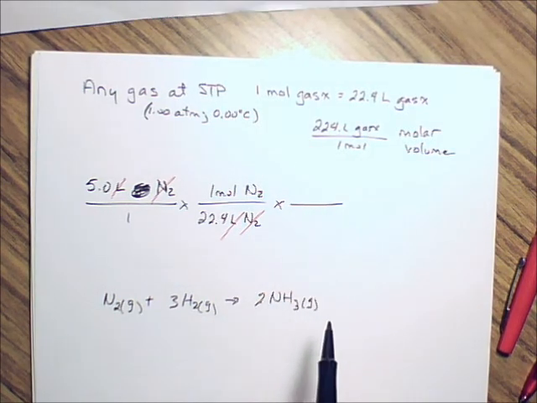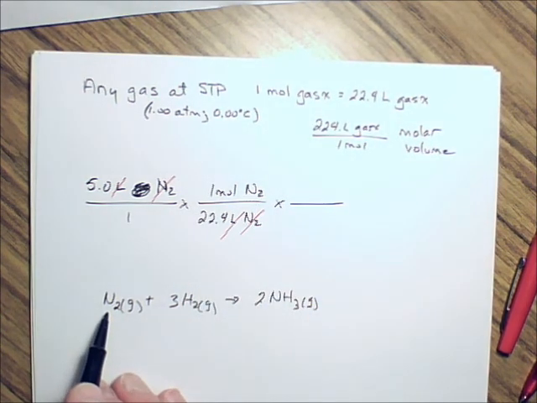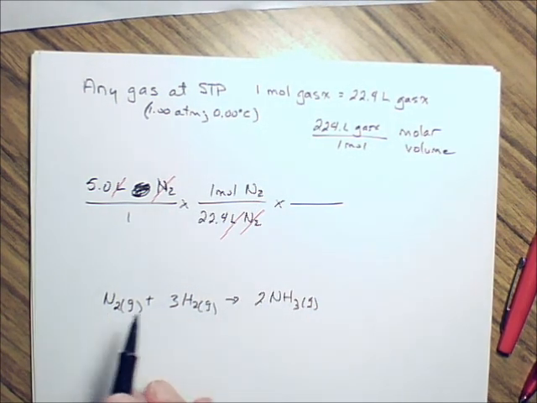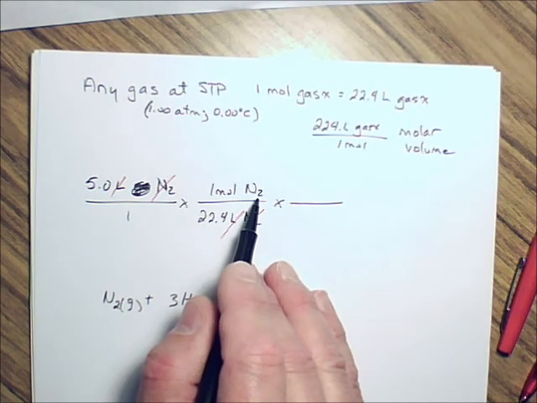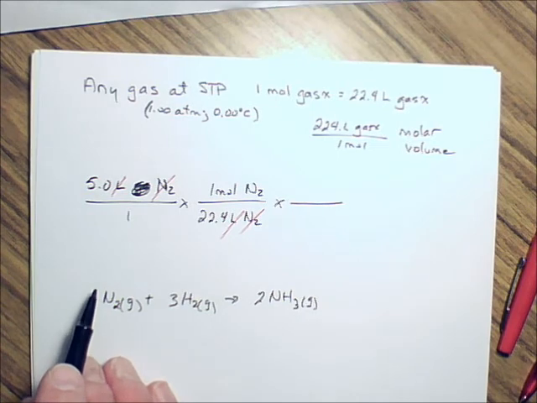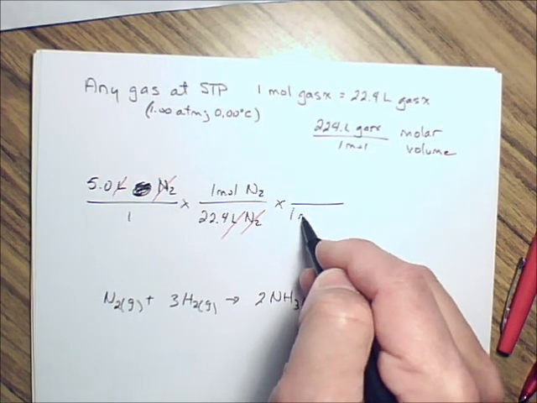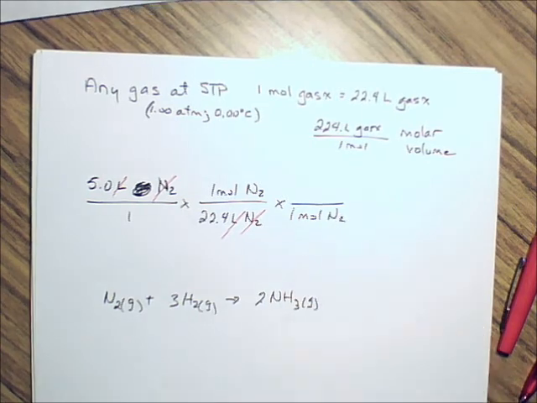That's another conversion that I need. So let's see. I've got moles of N2. If I've got moles of N2 on the top, I've got to put moles of N2 on the bottom, and the number I need is this coefficient, the implied coefficient of 1. 1 mole of N2.